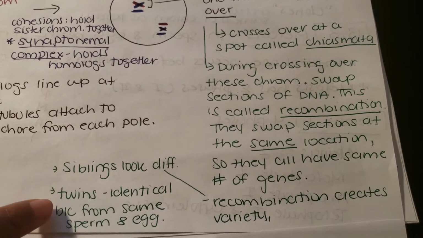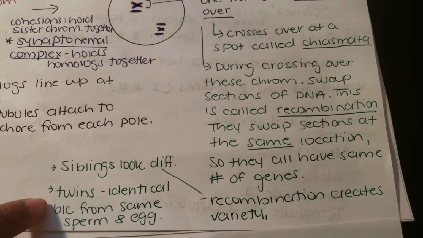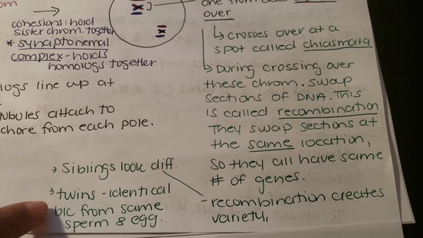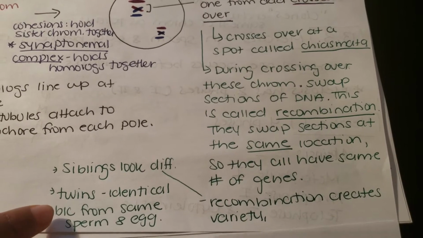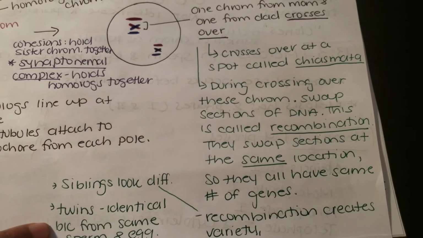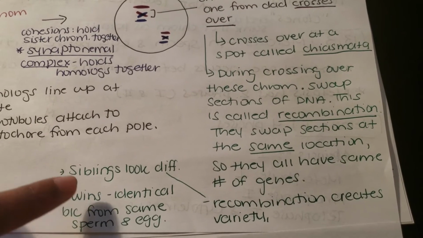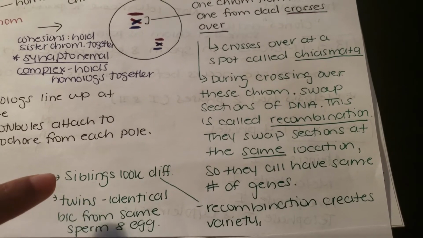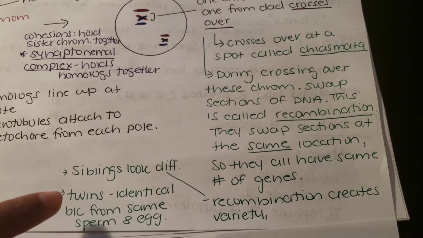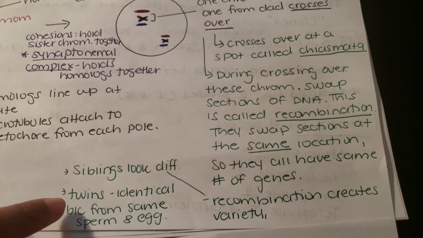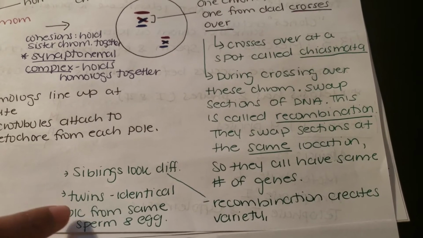But twins, they actually look identical if they're identical twins, not fraternal. They look identical because they're coming from the same sperm and the same egg. So they don't have as much variety in their genes as regular siblings that come from different sperm or different eggs, okay? Because when you have twins, you're going to be implanted the same way.